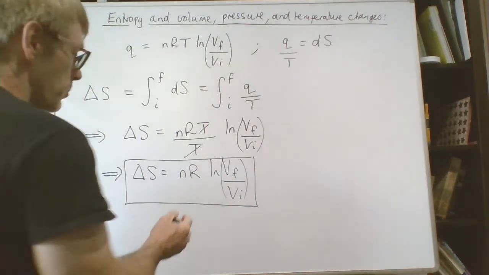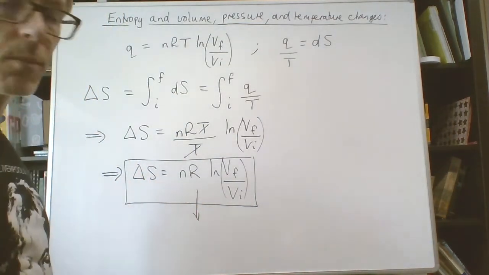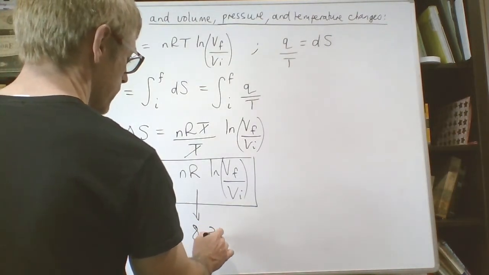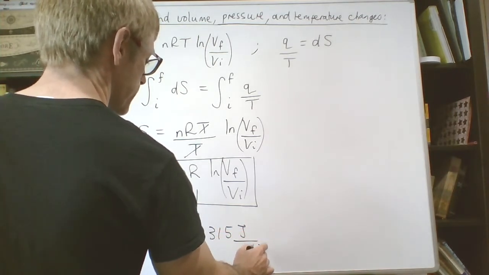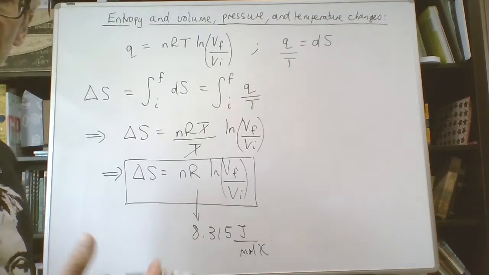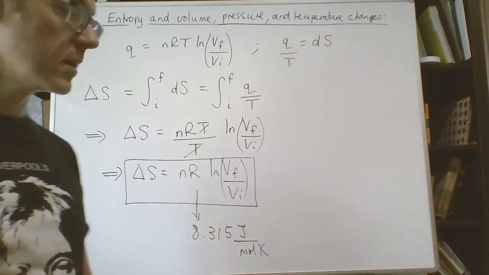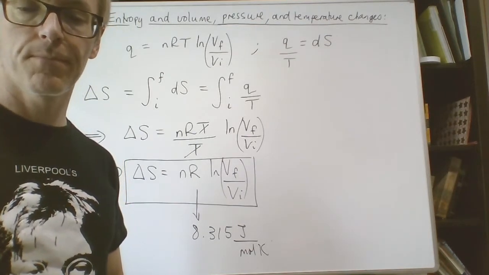The one thing I will point out is when you use R, because entropy has units proportional to joules, it's important to use that 8.315 joule per mole Kelvin value rather than the other value that's more appropriate for atmospheric pressure type calculations. Okay.